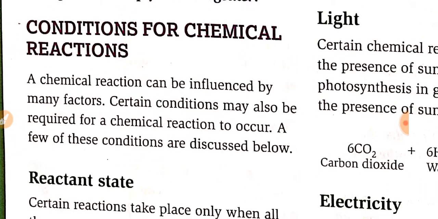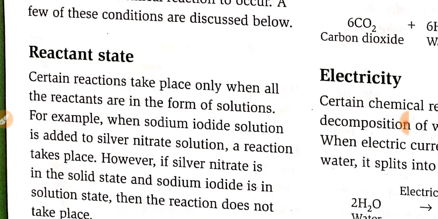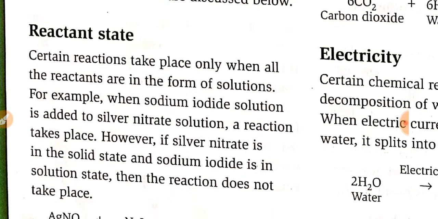A chemical reaction can be influenced by many factors. Certain conditions may also be required for a chemical reaction to occur. A few of these conditions are discussed below. First is reactant state. Certain reactions take place only when all the reactants are in the form of solutions.